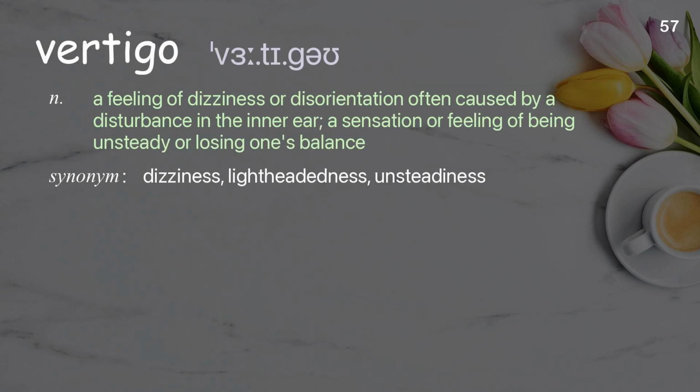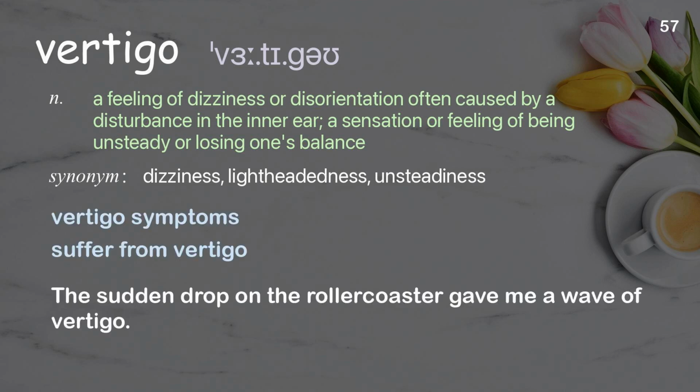Vertigo. A feeling of dizziness or disorientation often caused by a disturbance in the inner ear, a sensation or feeling of being unsteady or losing one's balance. Examples: vertigo symptoms, suffer from vertigo. The sudden drop on the roller coaster gave me a wave of vertigo.